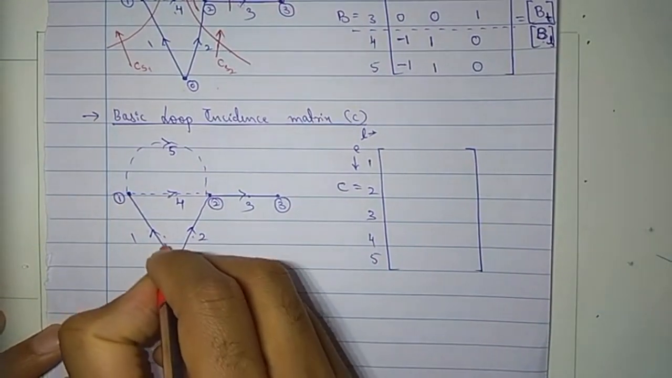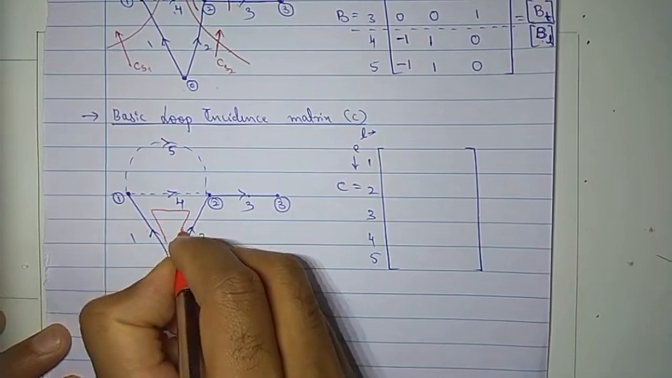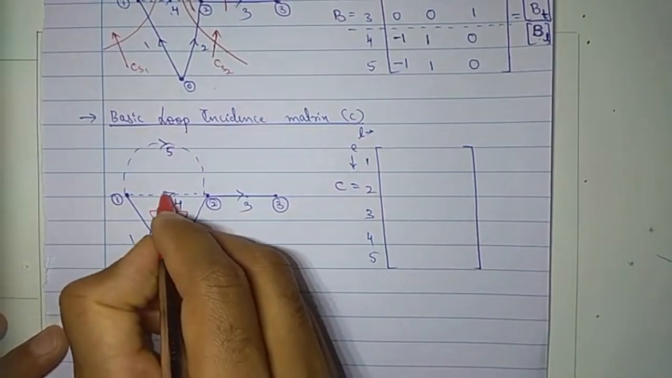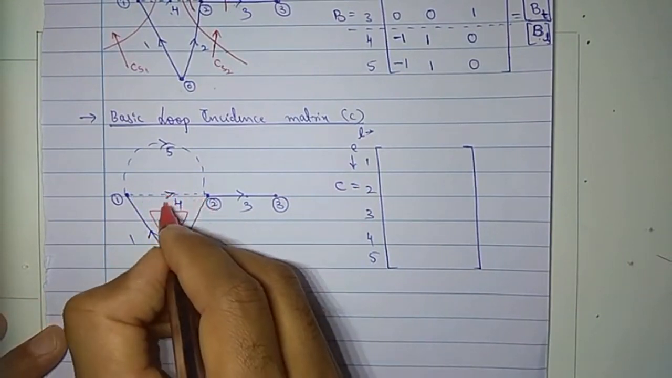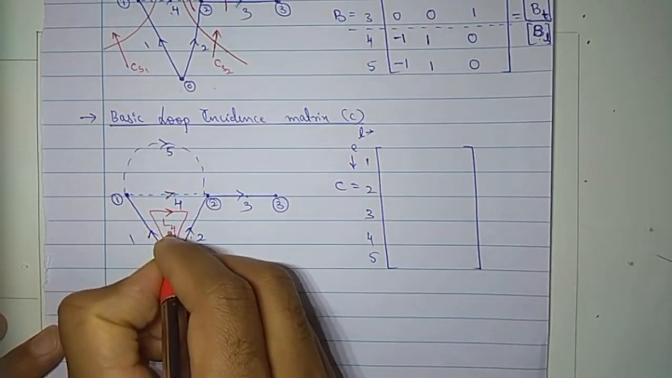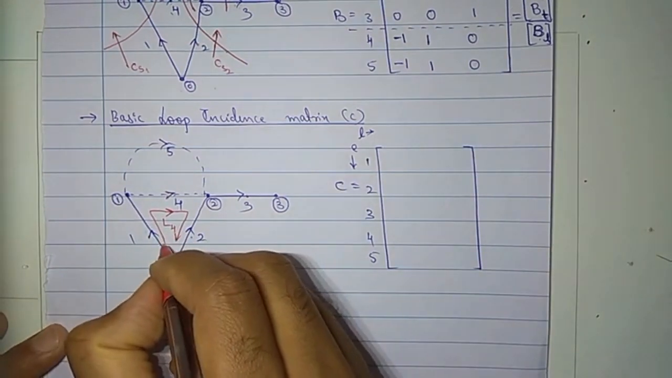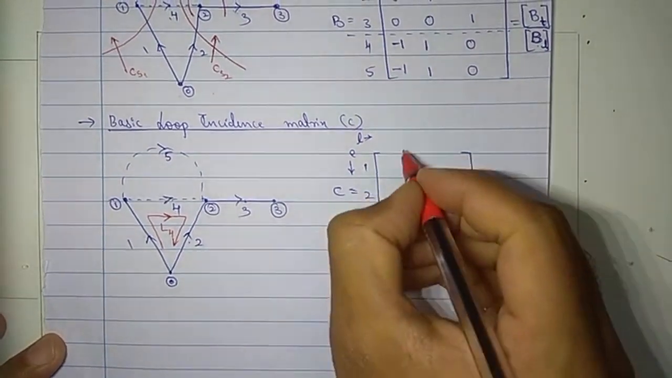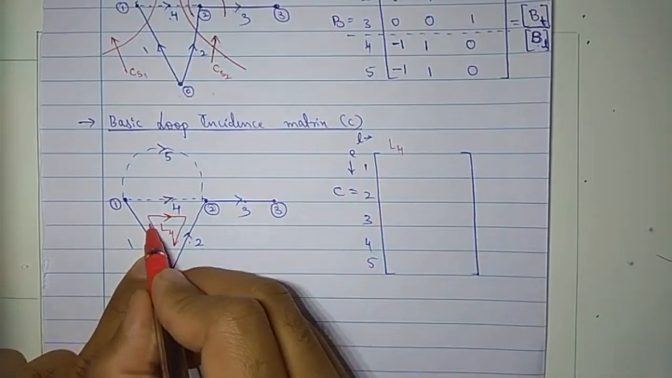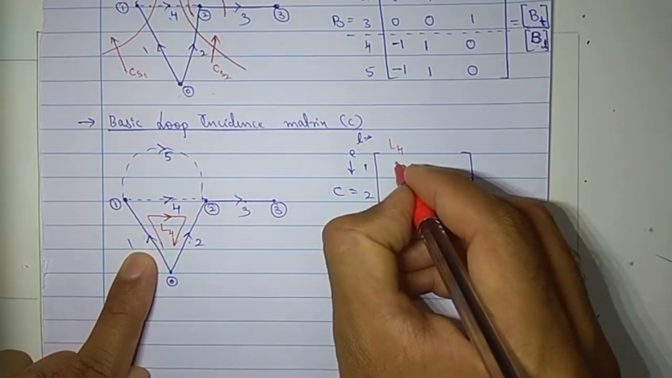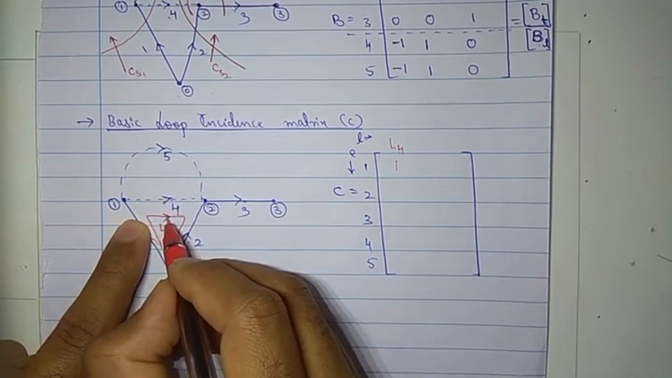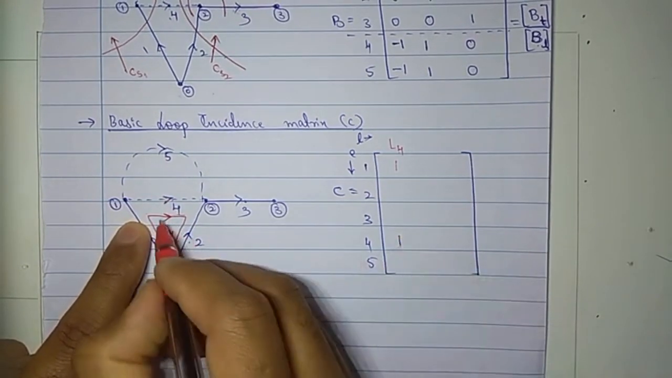I'll start from reference 0. This is the first loop, and I should give the arrow mark in the same direction as that link. I'll name it L4, which means loop 4. Loop 4 is in the same direction as that of branch 1, so I'll write 1 here. Loop 4 is in the same direction as that of link 4, so here also it is 1.